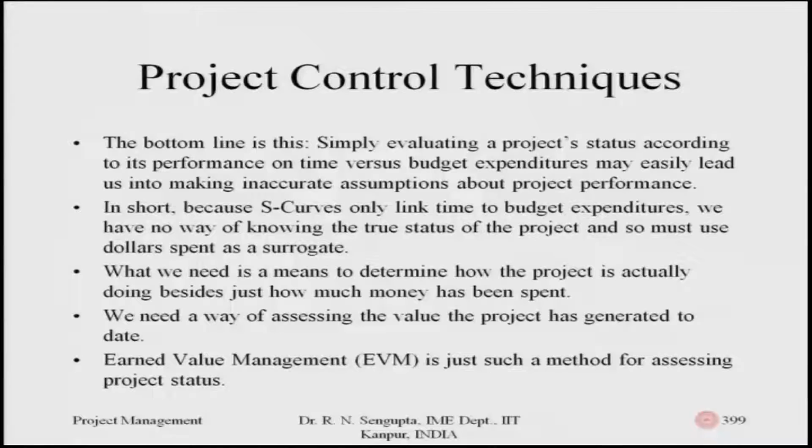So, the bottom line is that simply evaluating a project status according to its performance on time versus budget expenditure may easily lead us to making inaccurate assumptions about the budget and how we are spending. Say for example, the budget may be 100 crores, but if you have already spent a huge amount of that finishing a few initial activities, it means that as days go by, the overall cost for the whole project would increase. We may be happy that the work is going on very fine, but we have to balance the fact that the time duration decreasing has been due to the resource utilization being more than the average. So, we have to make a balance accordingly and take decisions accordingly.